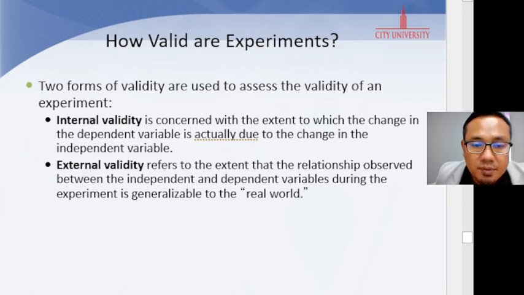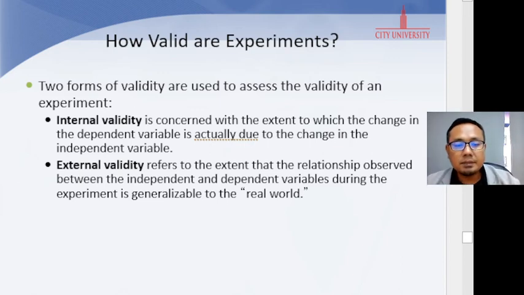Right, two forms of validity are used to assess the validity of an experiment. We must do internal validity, that is concerned with the extent to which the change in the dependent variable is actually due to the change in the independent variable. So that's why I remind you about the literature review. We do not simply choose any kind of dependent or independent variable without any strong base. So we have to develop our base understanding about the topic that we are trying to study.